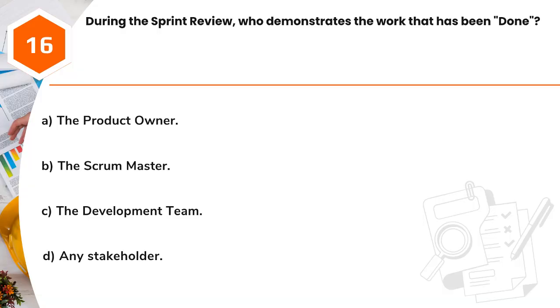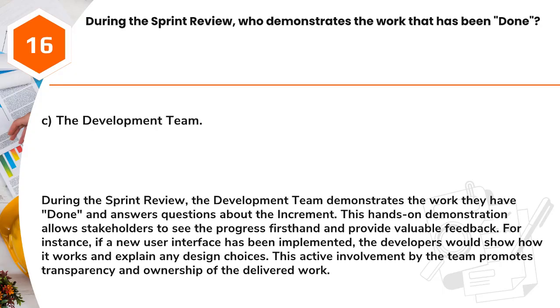Question 16. During the sprint review, who demonstrates the work that has been done? A. The product owner. B. The Scrum Master. C. The development team. D. Any stakeholder. Answer: C. The development team.